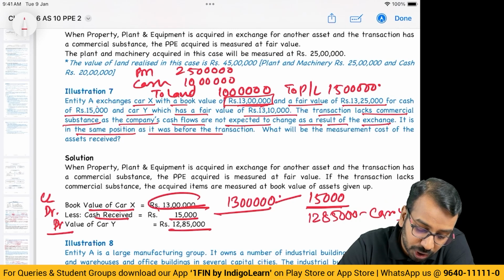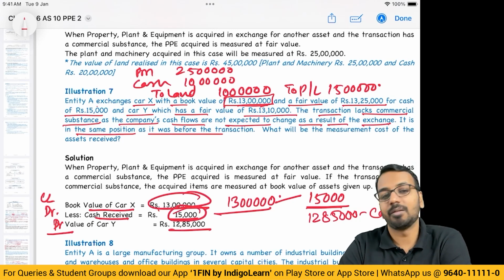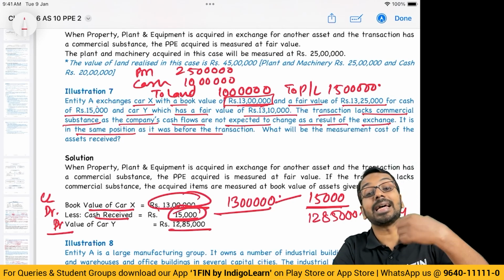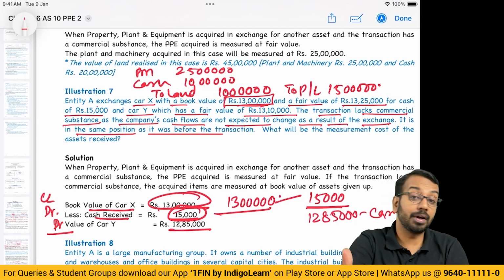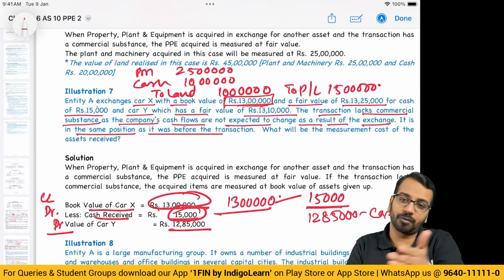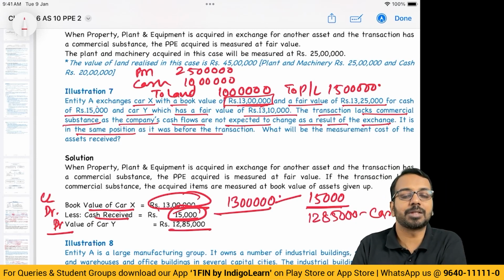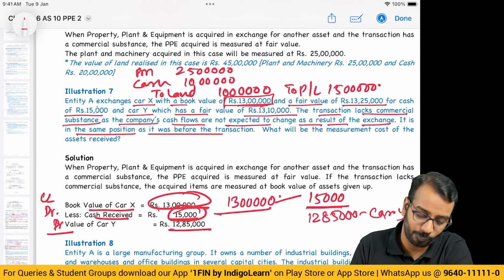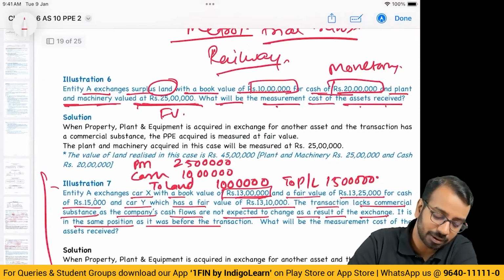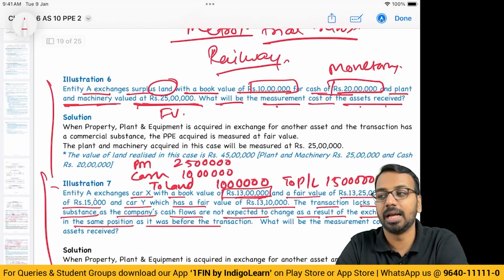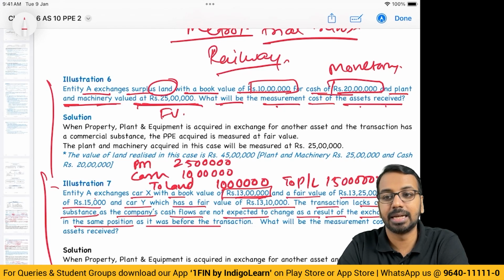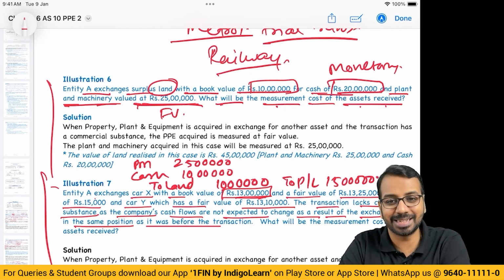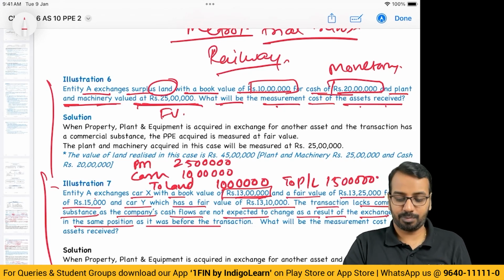So can we not do 13 lakhs plus 15,000? We cannot, because we have given assets worth 13 lakhs and we have got 15,000 in cash. So that part will reduce, and the balance represents the value of the car. Okay. So this is about commercial substance, exchange of non-current assets, exchange of non-monetary assets. If you have any questions, you can ask me.